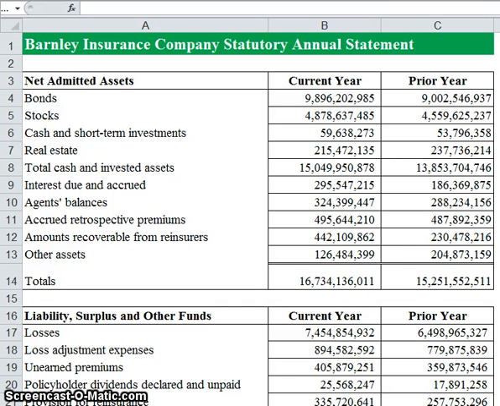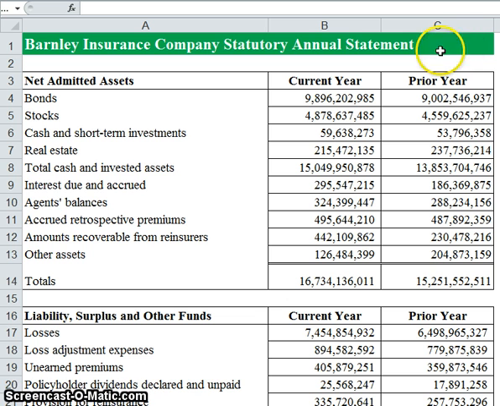Here's Barnley's annual statement for 2 years, the current year and the year immediately prior. If you'd like to work with the actual formulas as I go through this spreadsheet, pause the lecture now and open the Excel file provided. If you're not familiar with the background on the Barnley case study, pause the lecture and take a few minutes to review that material in your textbook.